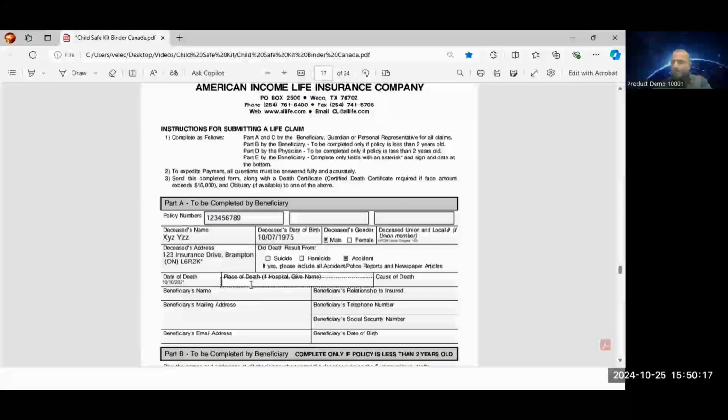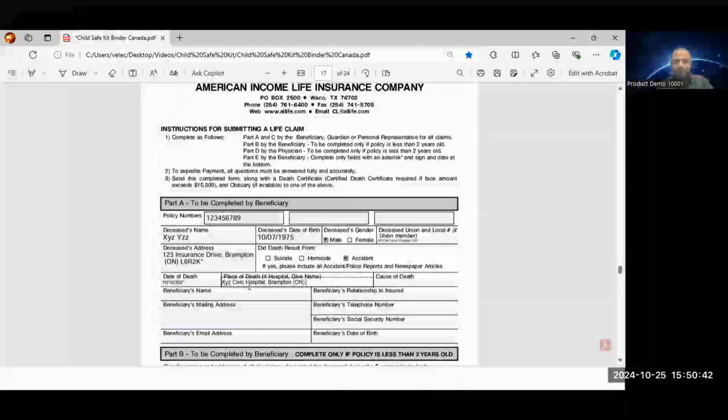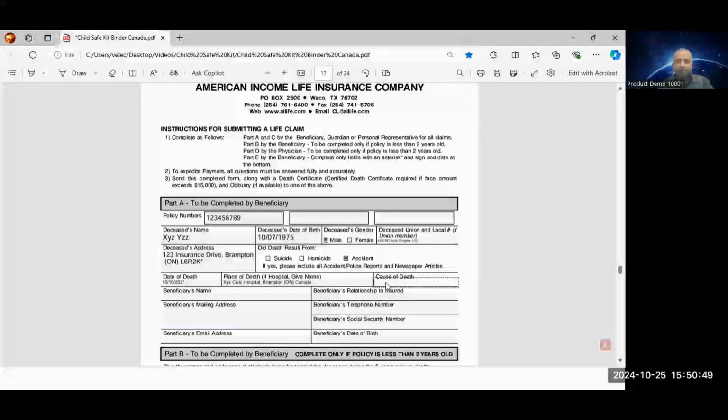Place of death. Let's say this is XYZ Civic Hospital, Brampton, Ontario, Canada. Cause of death. Again, this would be an auto accident. You'll need to indicate what exactly happened to the life insured as a result of that accident. So let's say this was a head injury. Auto accident.